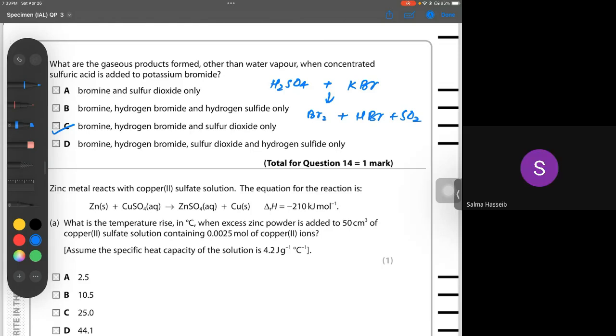When we write the equation, do we write all the products together, like Br2, HBr, SO2, or just one product? No, you have to write all the things together. Even water, right? Yeah, exactly, because they would be asking you to write down the balanced chemical equation.